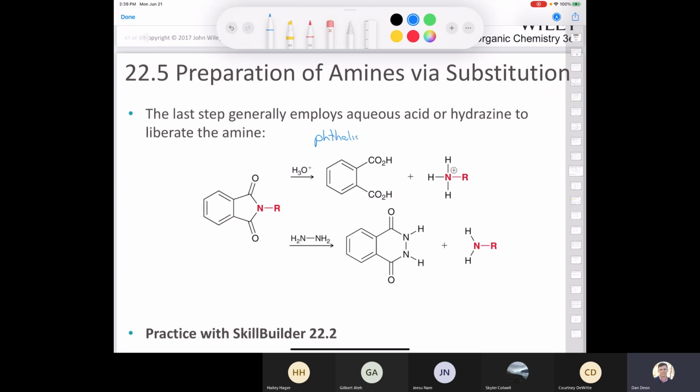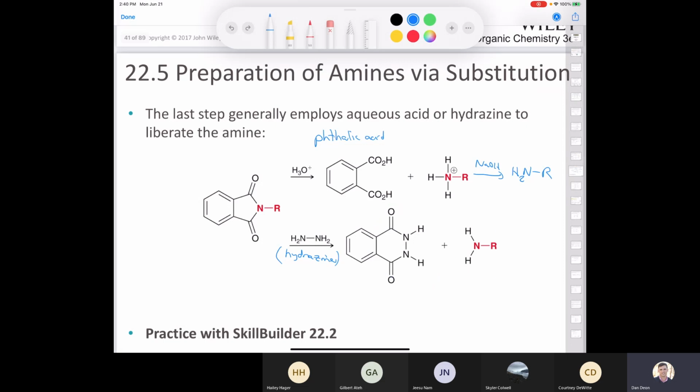This is called phthalic acid, okay? And then you end up with an ammonium ion, right? So you have to take this, then you got to treat it with sodium hydroxide in order to make the amine. But if you just want to make the amine right away, you would react it with hydrazine. So remember, this is called hydrazine, okay? And that's going to give you this interesting intermediate here. And then you end up with the uncharged amine.